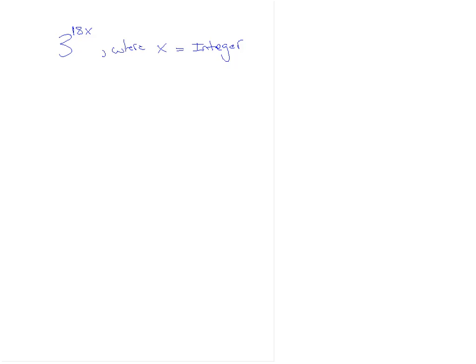Now, we could also prove this by saying, okay, fine, what if we plug in integers for x and we say, okay, what's 3 to the 18? Well, 3 to the 18 gives you a units digit of 9. Well, what about 3 to the 36, where x would be 2? Well, that's going to give you a units digit of 1. So right away, we see that this is not consistent and we're getting different units digits.